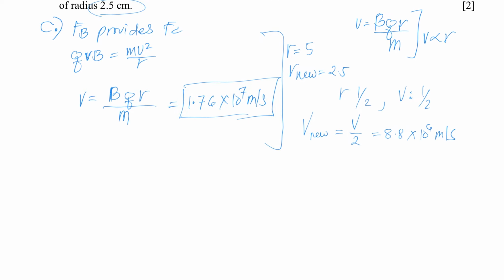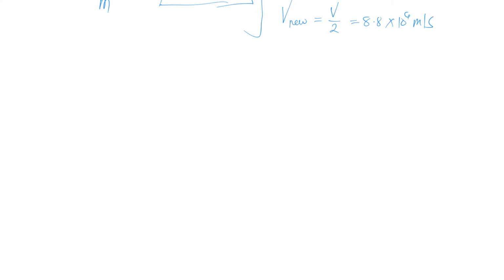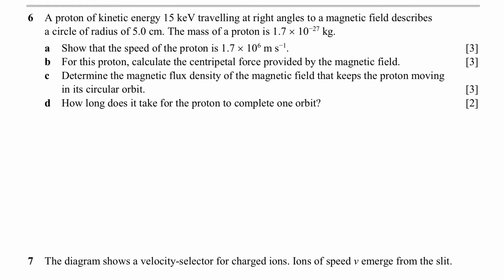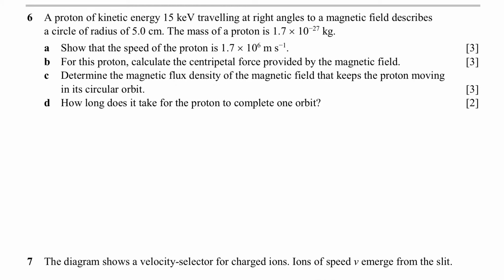Let's go to number 6. Number 6 is here. Right. You are given a kinetic energy of 15,000 electron volt. Remember that 1 electron volt is equal to the magnitude of the charge of the electron. Okay, that is the meaning of 1 electron volt here. The radius is given and the mass of the proton is here. Remember, it's the mass of the proton.